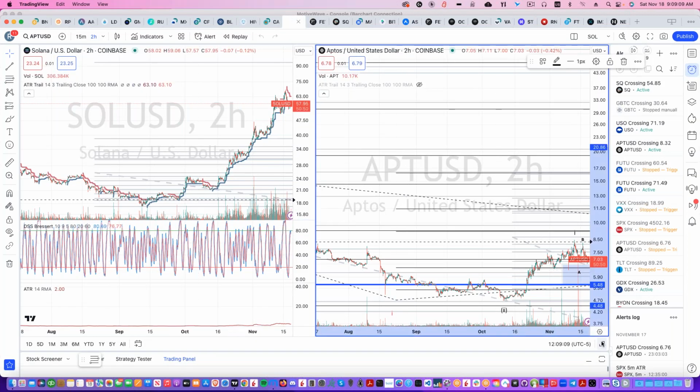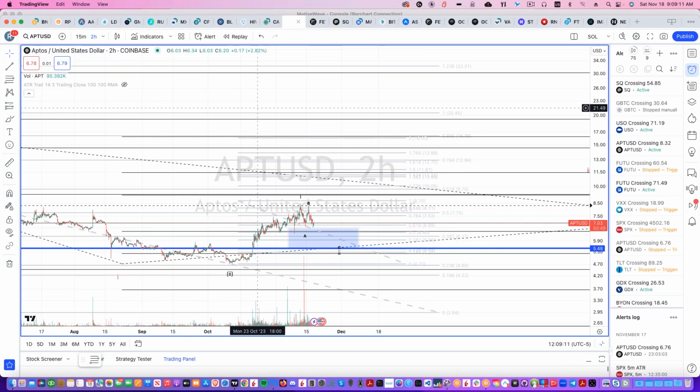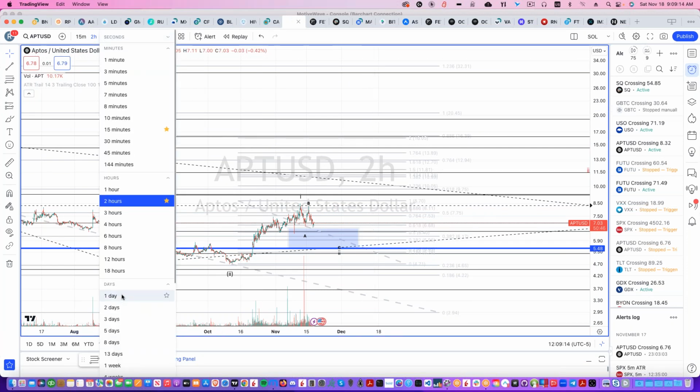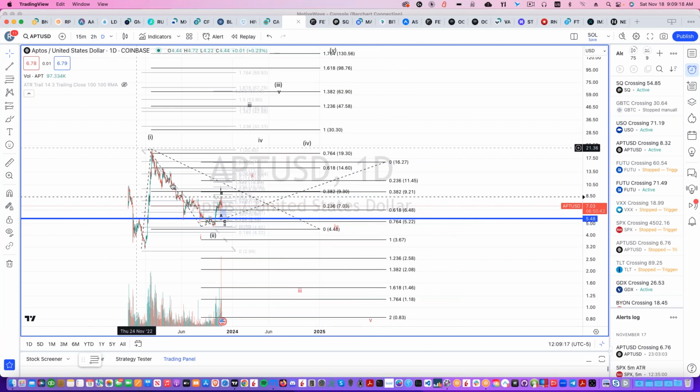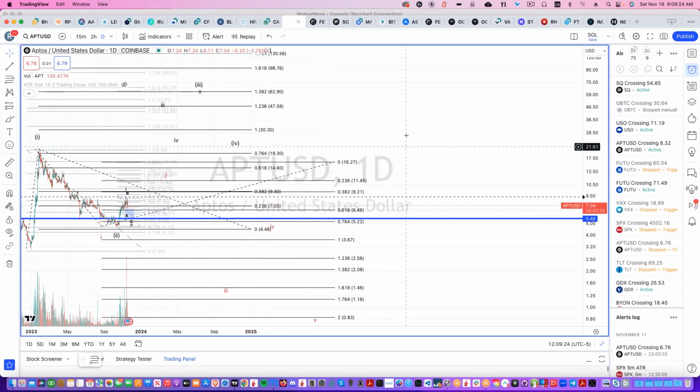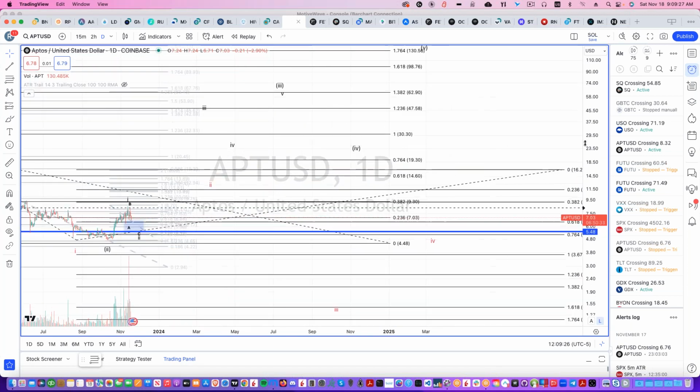I'm adding APT. I like the action off this low. I think it's just worth zooming out on this and reminding you that this is quite a dumpster fire. It did hold the 764, lifetime 764 barely, which, again, I don't trade anything that breaks that because it just tends to never come back.